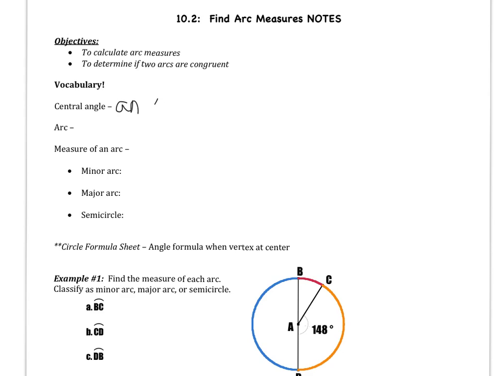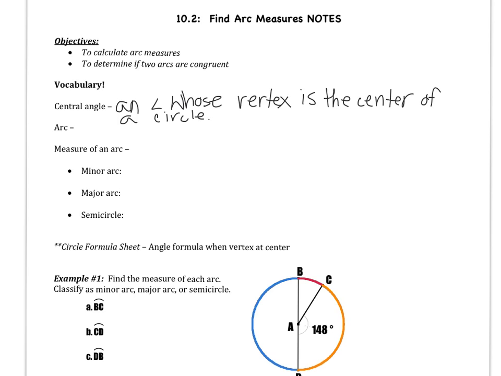So an angle whose vertex is the center of a circle, and then it intercepts the circle. So the two rays that make up that angle end on the circle. An arc is a piece of a circle.